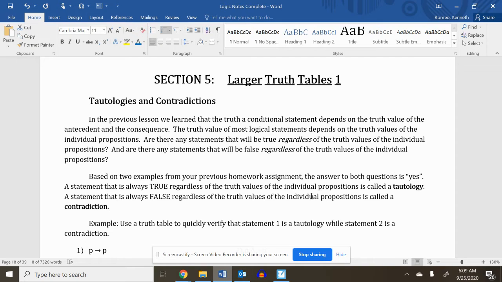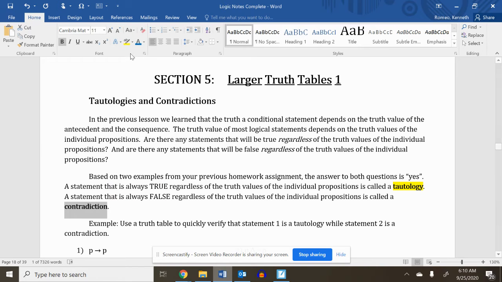So if you looked at the homework last night and looked at the answer key, the last two examples actually show this. The answer to number 3 was all true. So that is something called a tautology. All right. So if we have a statement that is always true, regardless of the propositions, it's called a tautology. And number 4 was always false. In that last column, everything was false.